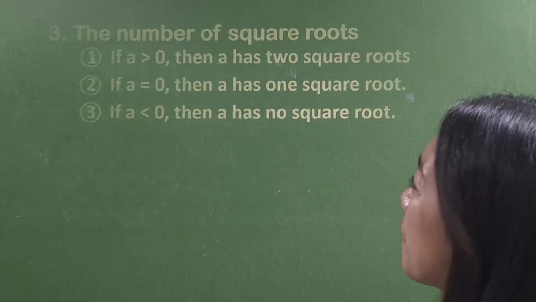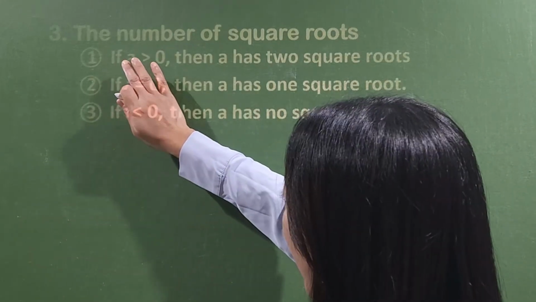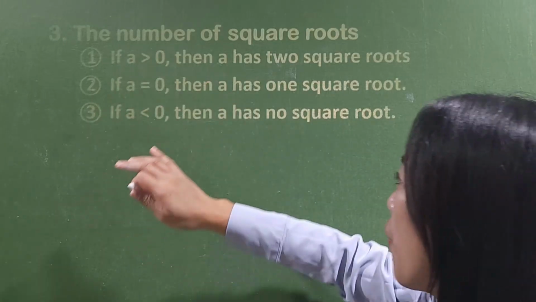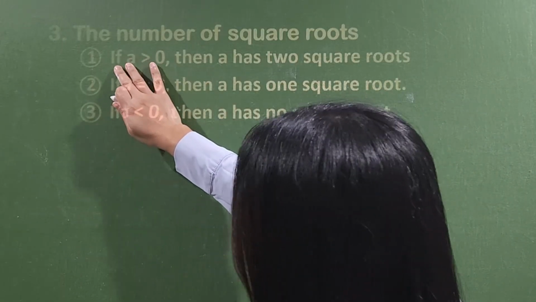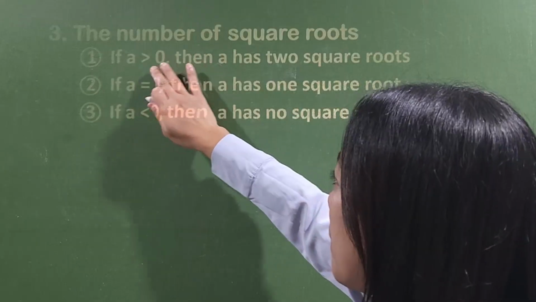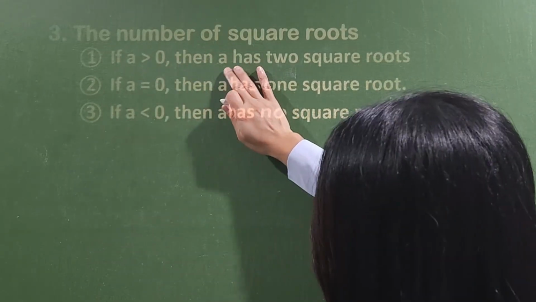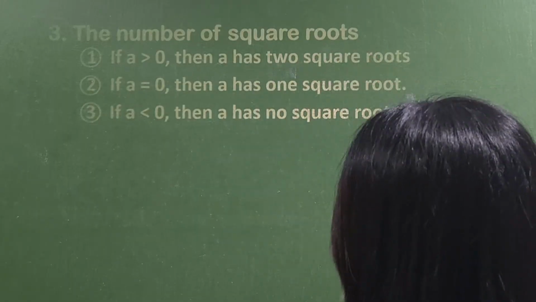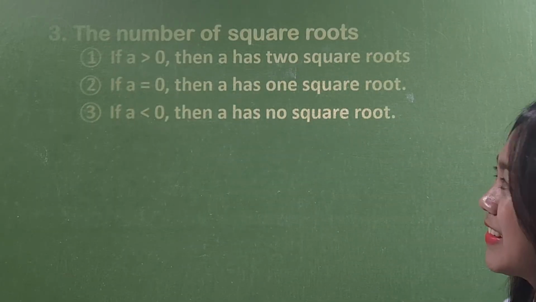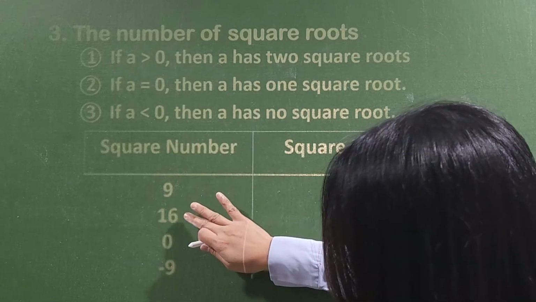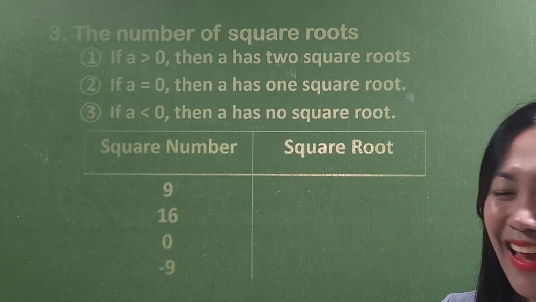Let's find out. If A here refers to the perfect square or the square number, and the square number is a positive number or greater than 0, then this square number has 2 square roots. Let's give an example. We have here these square numbers 9, 16, 0, and negative 9.